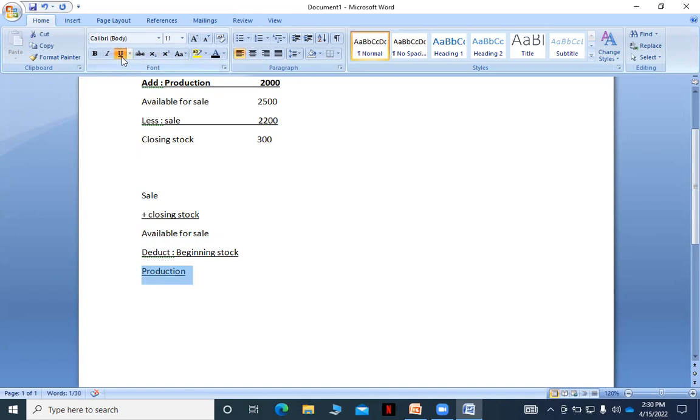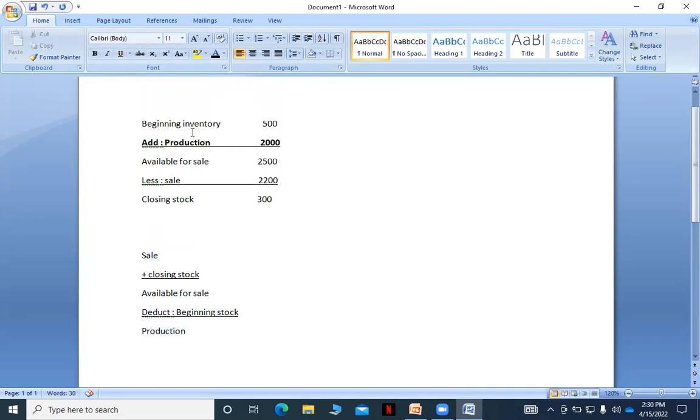Is it clear? This is our actual flow of information, but maybe in your question the sale amount will be given, maybe the closing stock will be given. If closing stock is given, then we can easily calculate the beginning stock also, because this year's closing will be the next year's beginning. So this way we can calculate the production unit. Sale plus closing stock, then we get the available for sale, then we deduct the beginning stock, then we get the production unit. Is it clear?